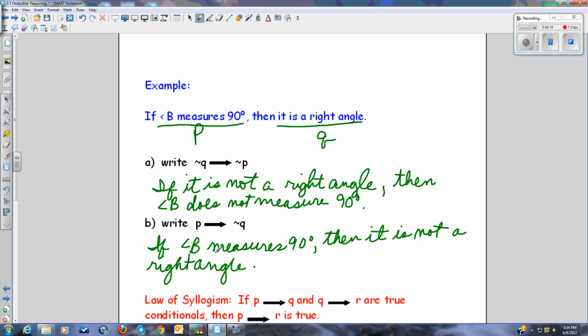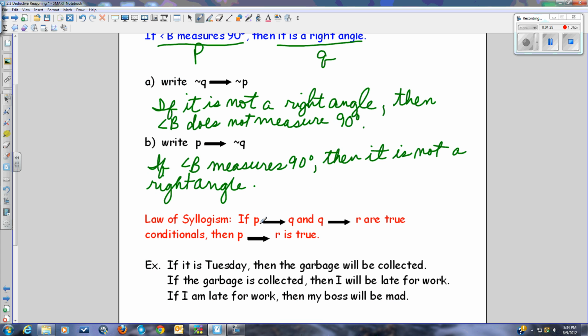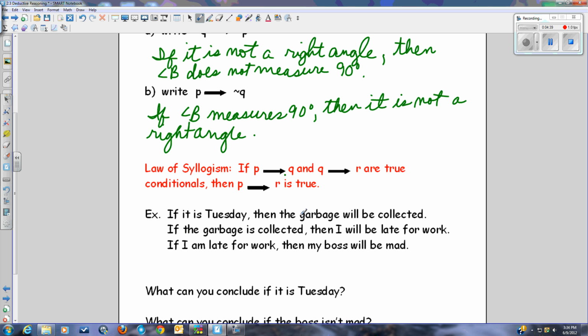Okay, now next, the law of syllogism. The law of syllogism says if P then Q and Q then R are true. If they're both true conditionals, then if P, then R is true. So for example, what I'm saying is if it is Tuesday, then the garbage will be collected. If the garbage is collected, then I will be late for work. If I am late for work, then my boss will be mad.